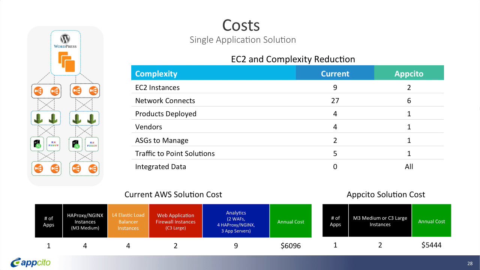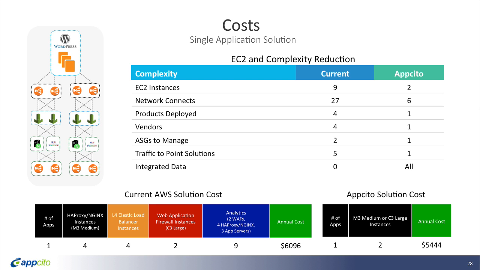In the table there, I've shown what the current count would be, from instances to connections to how many point solutions are in place that you have to manage, versus an Appcito solution. As you can see, it's drastically reduced as far as the number of products and how many auto-scaling groups you have to manage. And then the integrated data, we integrate it all within one centralized view.